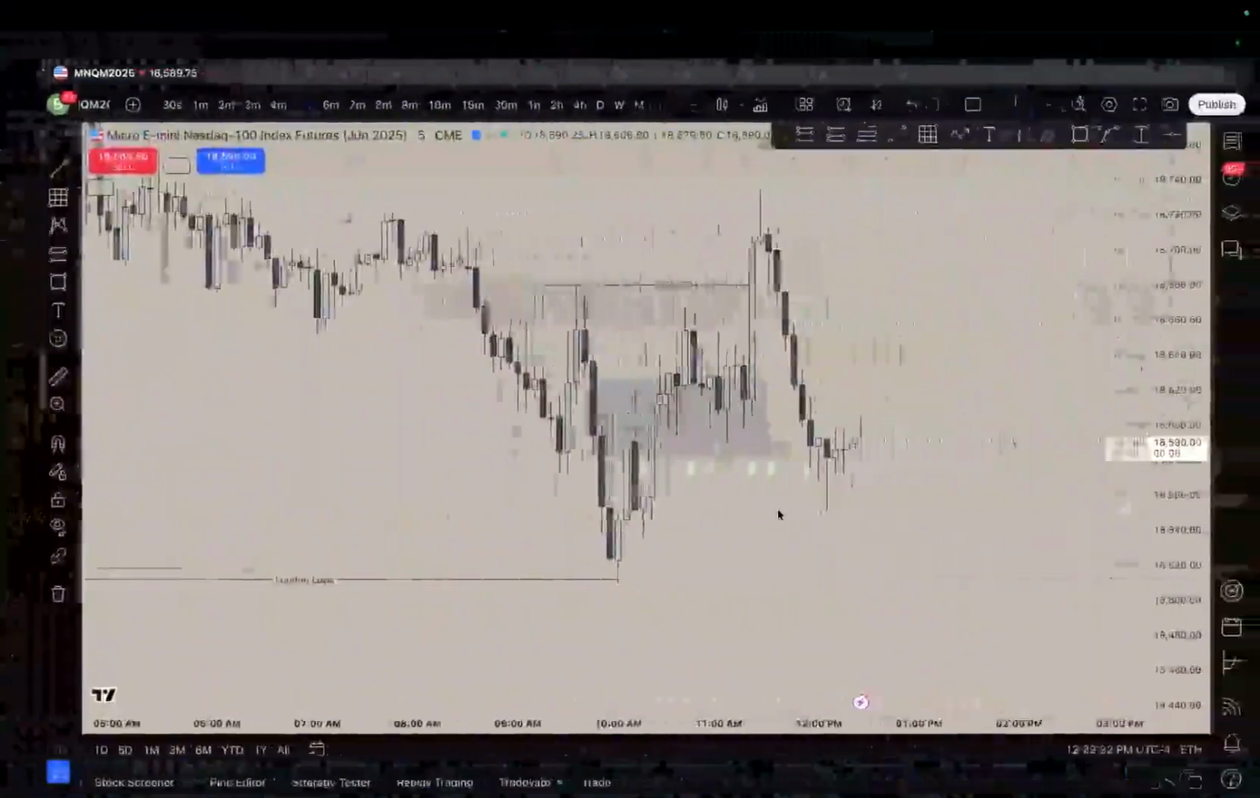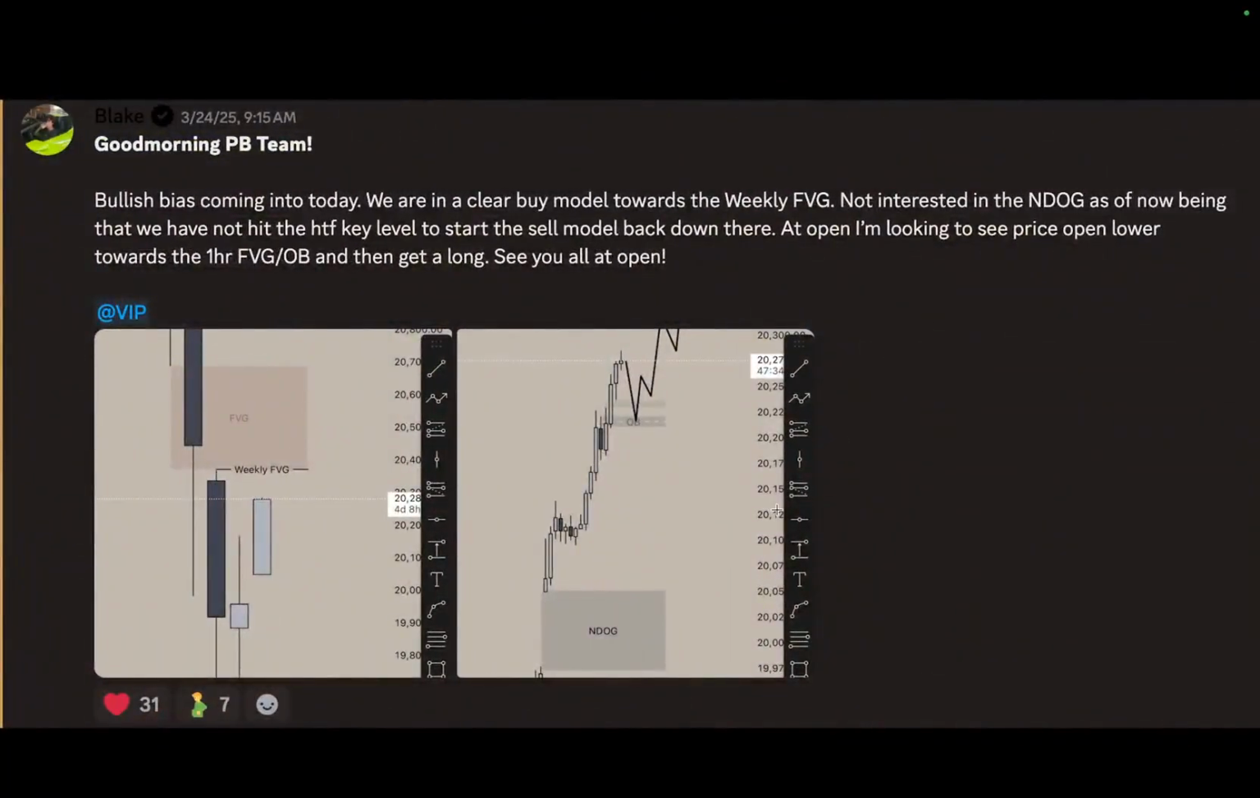I want to make sure I'm still recording. Okay, we're good. Moving on, I said I had a bullish bias coming into the day. We are in a very clear buy model towards this weekly fair value gap. I'm not interested in the end dog as of now, being that we have not hit the higher time key level and start to see this long back there. At open, looking to see price trade lower, and so on.